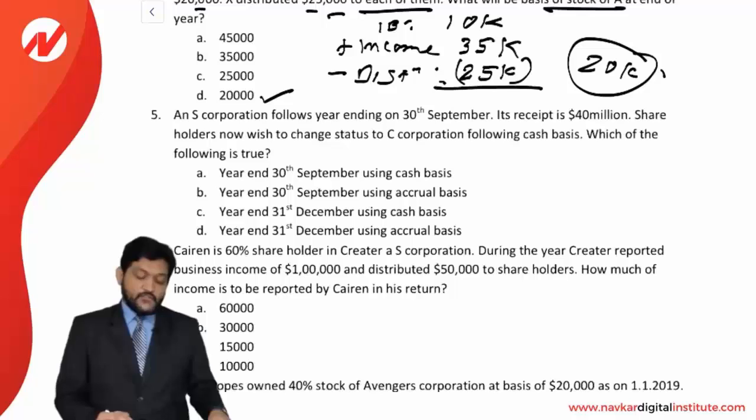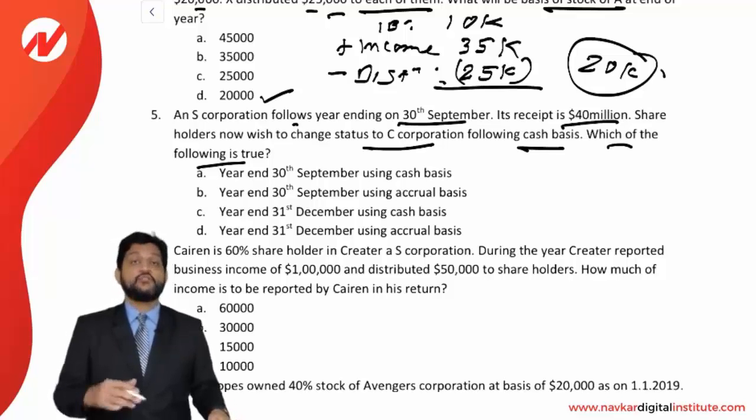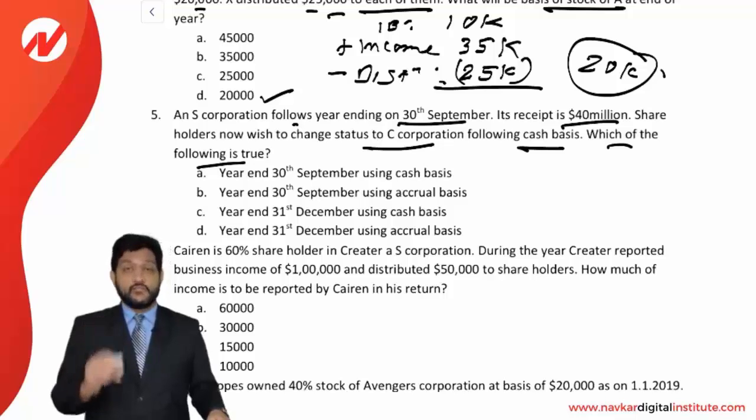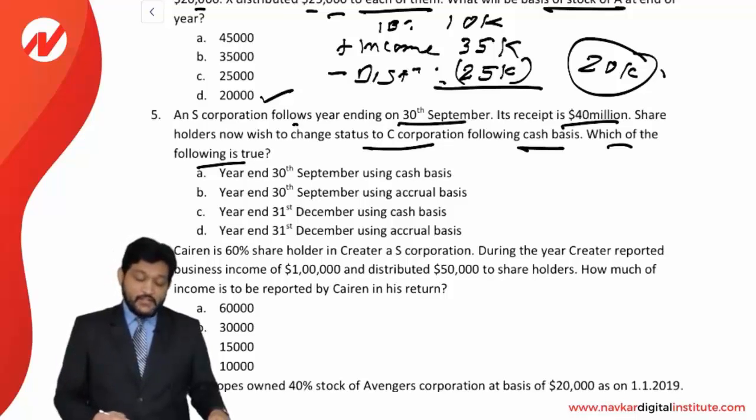An S corporation follows a year ending on 30 September. Its receipts are 40 million. Shareholders now wish to change the status to C corporation following a cash basis. Which of the following is true? See, now they want to change to C status. Once you move to C corporation status, you cannot follow the cash basis. You have to compulsorily go with the accrual basis. And as a C corporation can follow any year, the old year will be continued. So we can say the answer is 30 September using the accrual basis. B option is the correct answer.